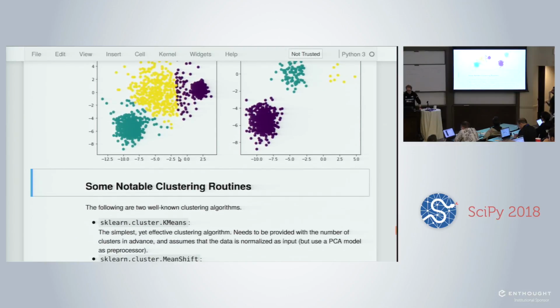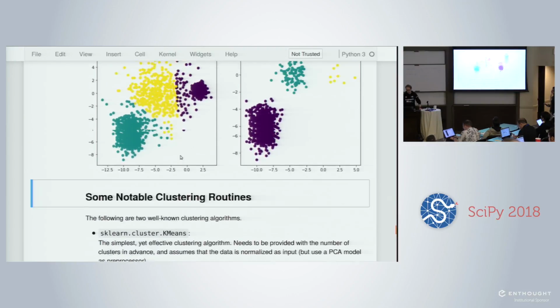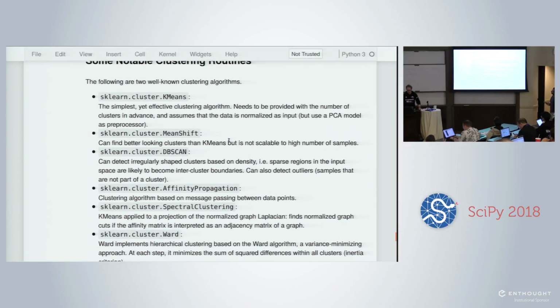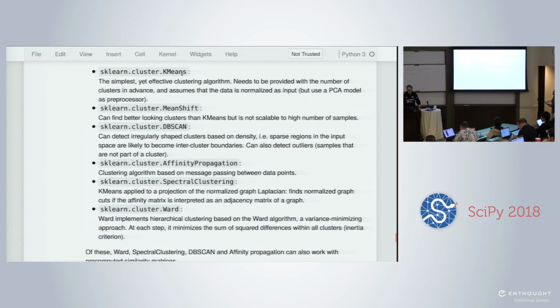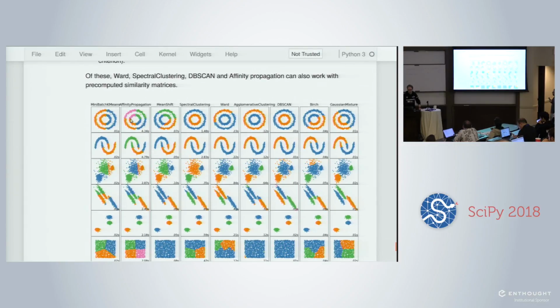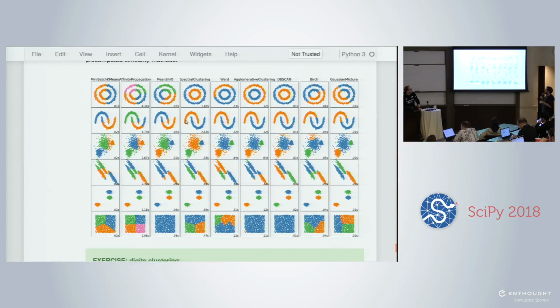Okay. But k-means is one of the base algorithms. So in scikit-learn, there's a couple of algorithms: you have k-means, mini batch k-means, mean shift, DBSCAN, affinity propagation, spectral clustering, Ward, and here is an image which makes a summary of how the different algorithms will behave on different types of data, basically what we saw before.